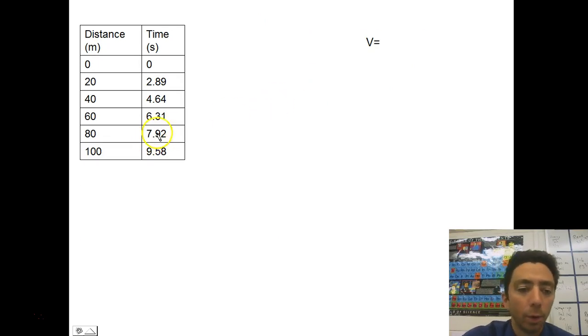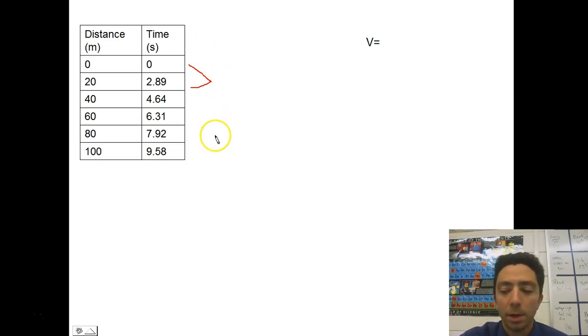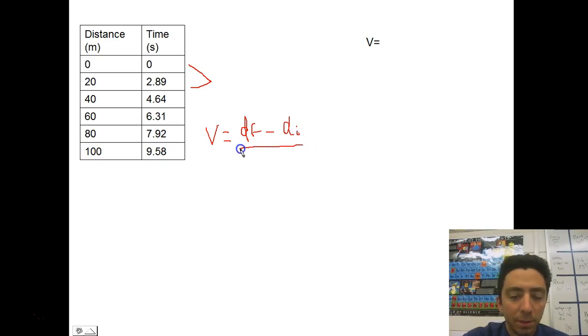So let's look at one of these sections. I think this first section will be pretty telling here. At the very start of the race, typically you're going to be going a little slower because you have to get up to speed from 0. So let's try it in our speed equation. v is equal to distance final minus distance initial divided by time final minus time initial.